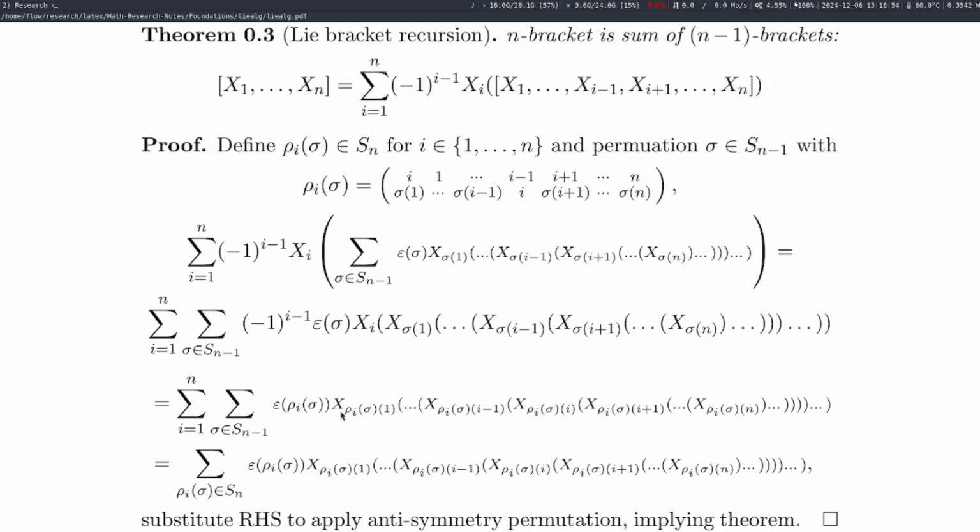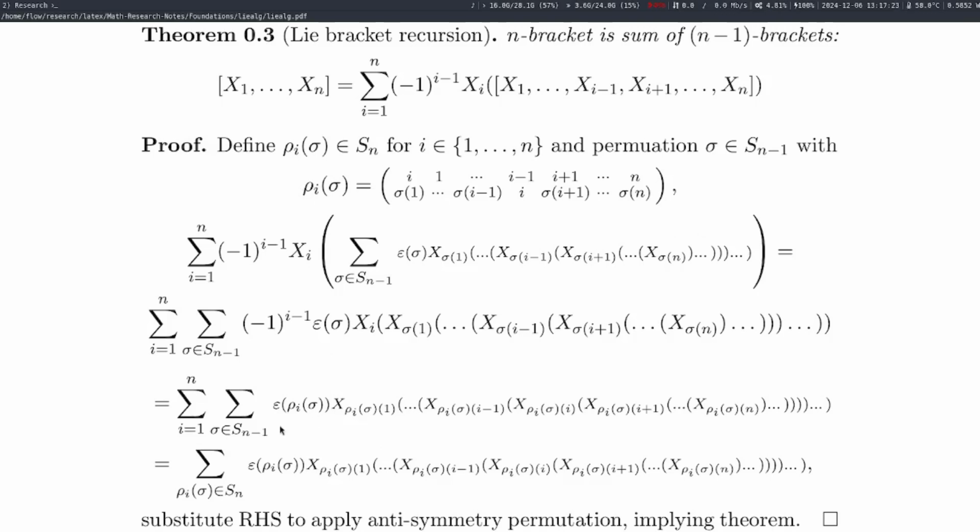We can now permute these terms using rho I of sigma applied to 1 to I minus 1 and so on. And this would be equal to that, due to this nice permutation that we've defined, rho I of sigma.